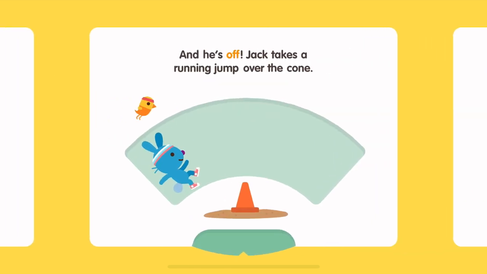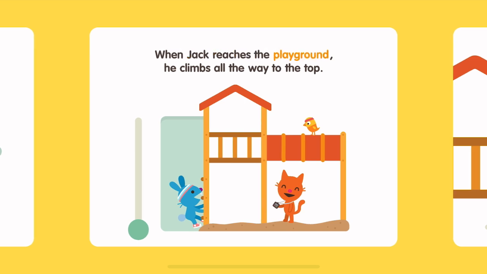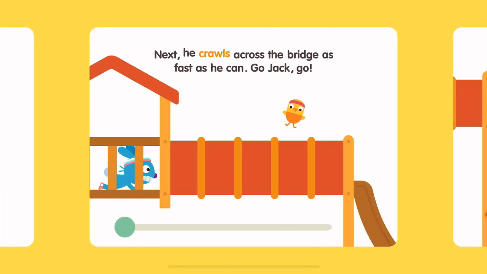And he's off. Jack takes a running jump over the cone. When Jack reaches the playground, he climbs all the way to the top. Next, he crawls across the bridge as fast as he can. Go, Jack, go!